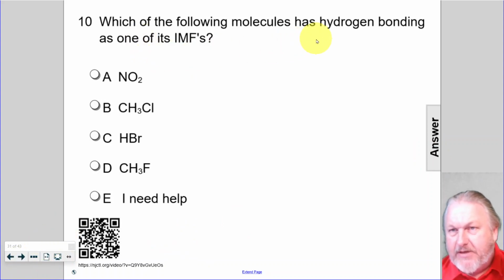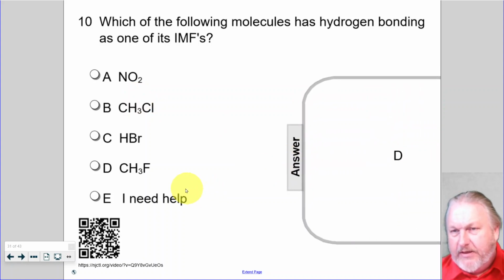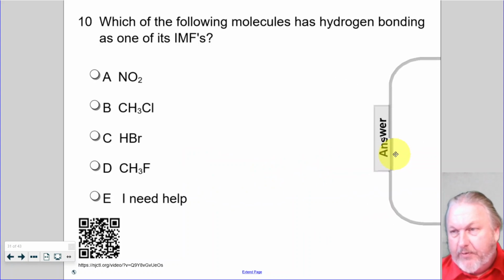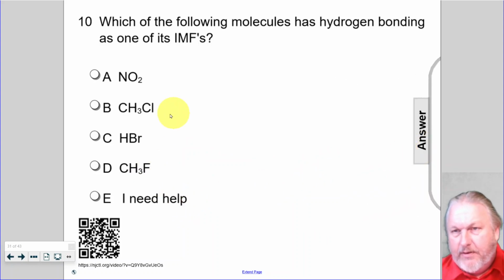Which of the following has hydrogen bonding as one of its IMFs? Well, what am I looking for? I'm looking for F-O-N, so I believe that would be D. F right there, because it's pretty strong. That would be the one. And that's not an external one. That's more of a center molecule. So, of course, it would be D.